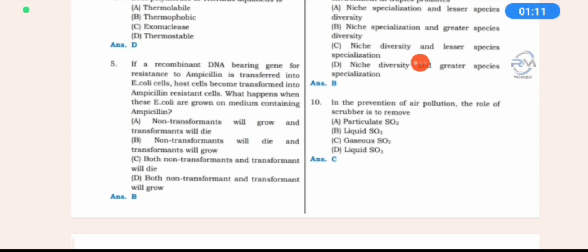Question number 5. If a recombinant DNA bearing a gene for resistance to ampicillin is transferred into an E. coli cell, the host cell becomes transformed into an ampicillin resistant cell. What happens when these E. coli are grown on medium containing ampicillin? The answer is non-transformants will die and transformants will grow.